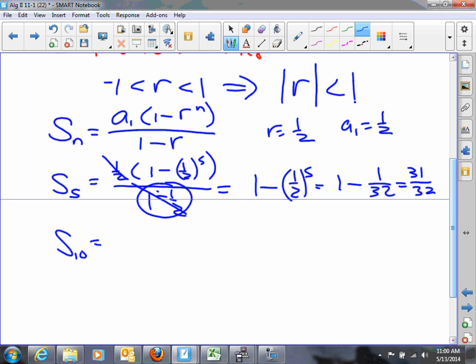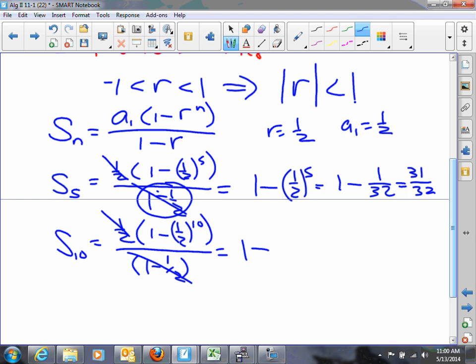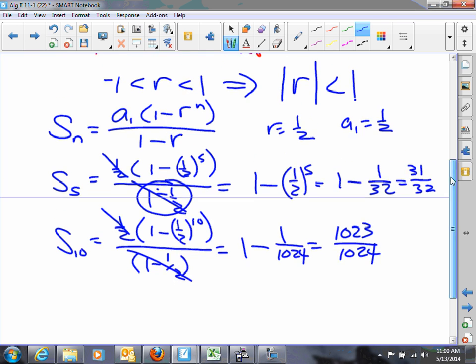Okay. Now let's try it if we take the first 10 terms. The sum of the first 10 terms is still going to be 1/2 times 1 minus 1/2 to the 10th over 1 minus 1/2 again. Now once again, 1 minus 1/2 is 1/2, and it'll cancel there. So we end up now with 1 minus 1/2 to the 10th. Now that's 1 over 1024, because 2 to the 10th is 1024, which becomes 1023 over 1024. Notice that's just 1/1024th away from 1.